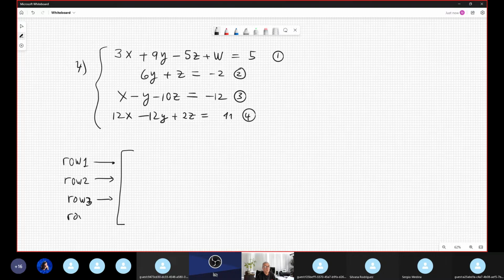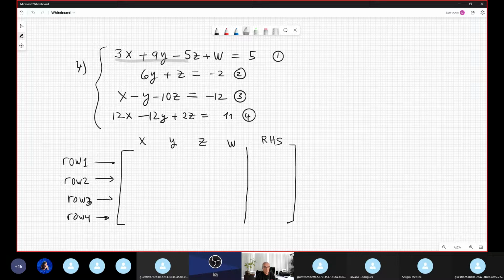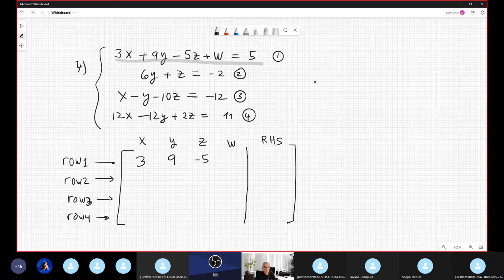And remember, in the columns we have 1 column for x, 1 column for y, 1 column for z, 1 column for w, which are our variables. The augmented matrix is separated by a vertical line, with the right-hand side numbers. And that's it. So let's move equation by equation. Equation number 1: this is 3, this is 9, this is -5, this is 1, and this is 5. Clear, right?